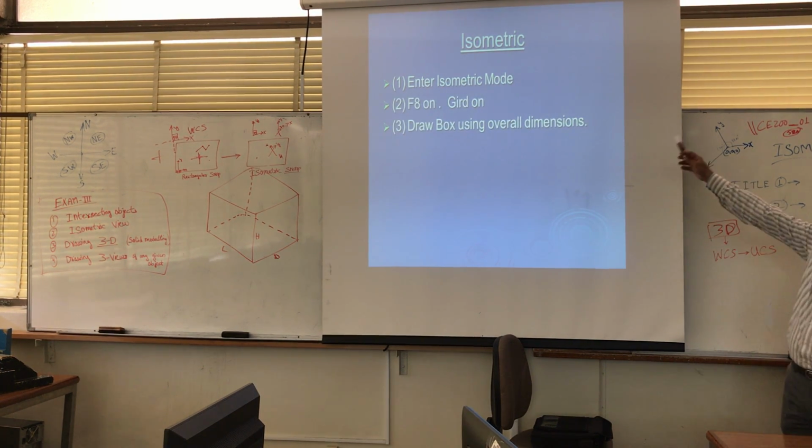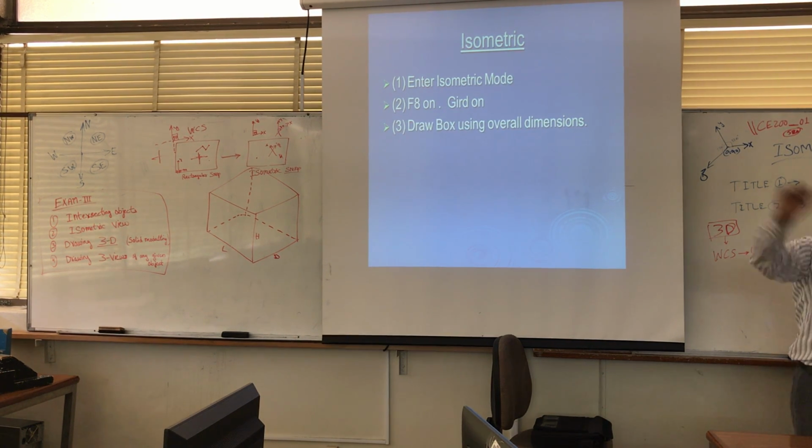When we are doing isometric mode, the important tip I was telling you is to make sure that F8 is on. F8, ortho mode. Sometimes if it is off and we don't check and we start drawing, you can complete the whole view. But after that, when you try to see it at a certain angle, it will give this distorted figure and you will lose your marks. So this important tip is to keep F8 always on.